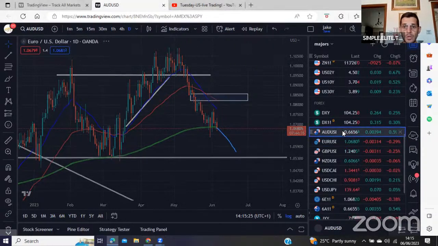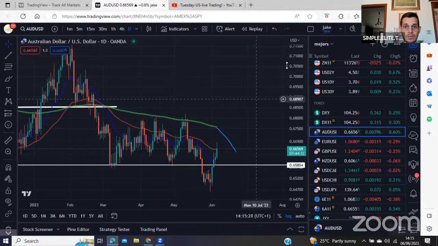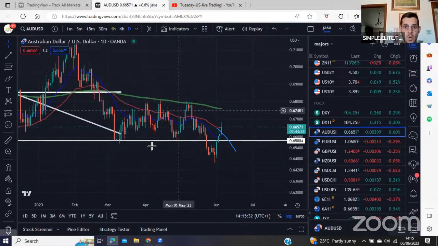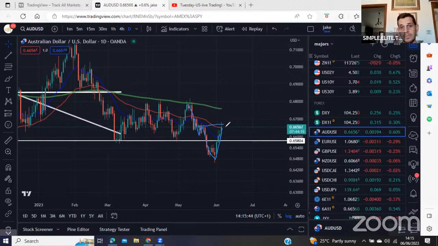Moving on, Australian dollar. We see some downtrend, but there is some resistance here. This phase 2 is quite strong, so I'm not interested to trade the Australian dollar.